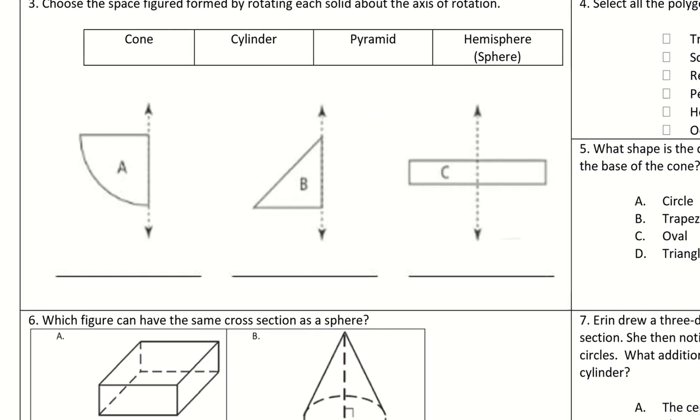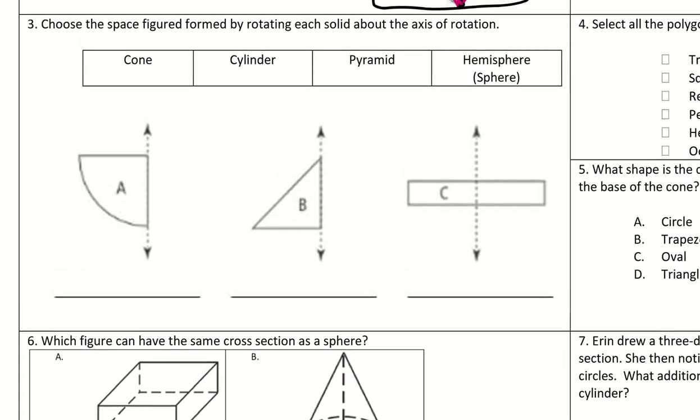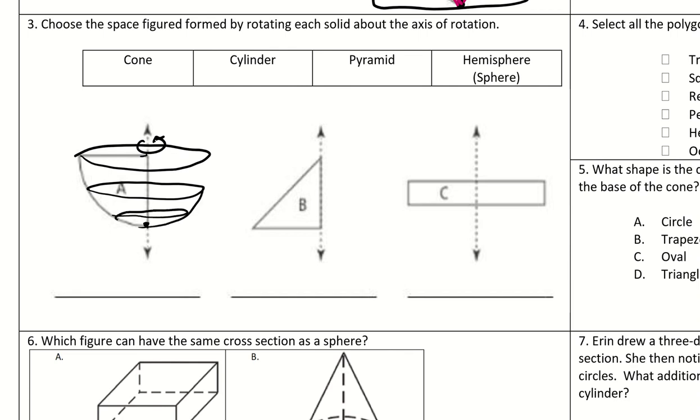Okay, so let's take a look at another one of that. Choose the space figure formed by rotating each solid about the axis of rotation. So if I were to rotate this sector about this axis like that, then it's going to go like this, right? This is going to go like this, and this is going to stay there. This is going to go like this, and you can kind of see it makes like a bowl, right? A bowl shape, and that's a hemisphere. A hemisphere is half of a sphere.